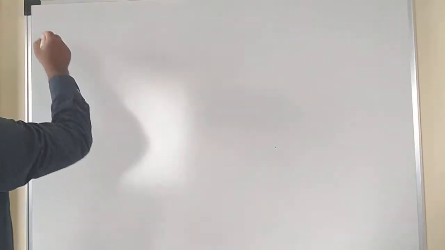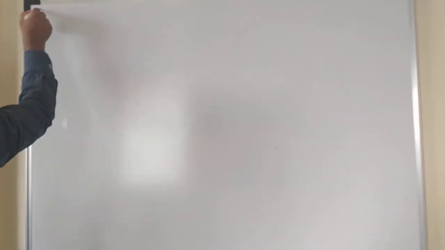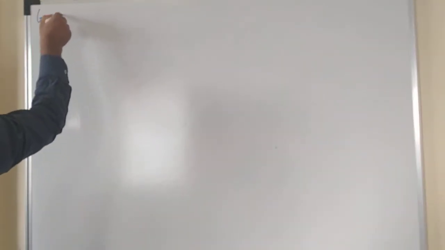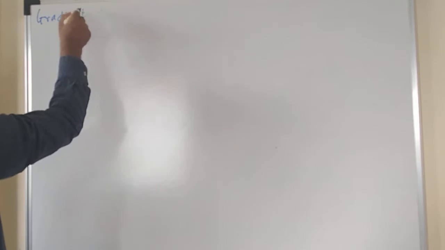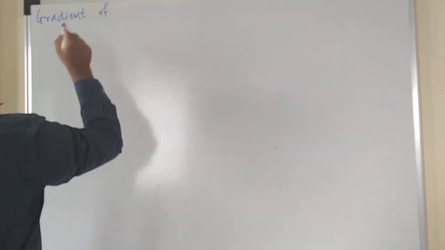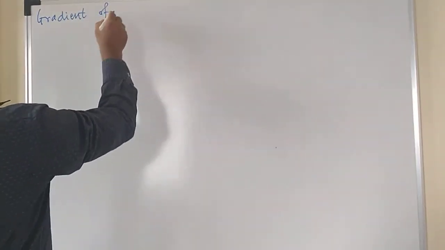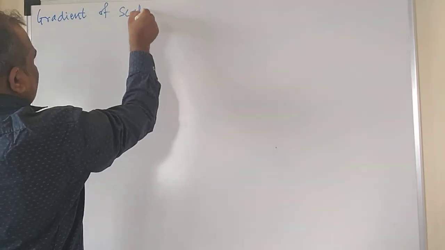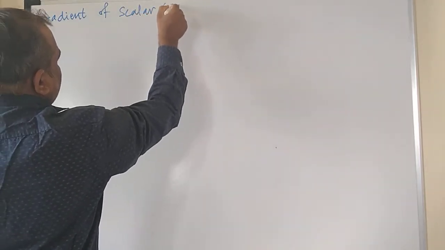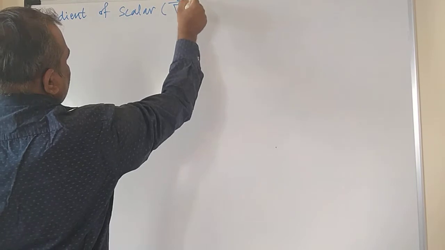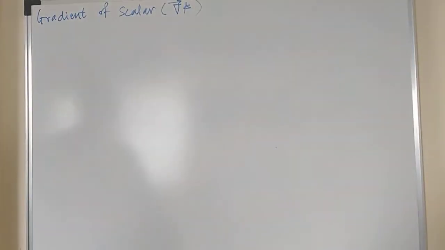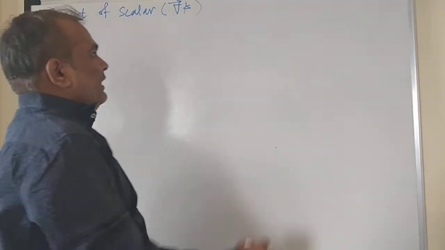Hey, good morning, students. Today we are going to study the topic called gradient of the scalar point function. So let me write: gradient of a scalar, or you can say gradient of a scalar point function, and it is denoted by the symbol del phi. Just a gradient is del.